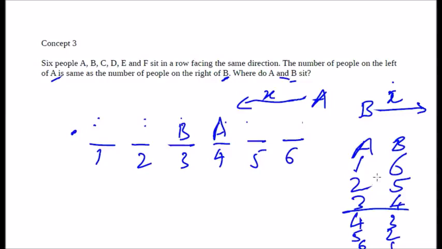Okay, just because it says A has some people on the left and B has some people on the right doesn't mean that A is on the left of B. Okay, you also need to look at the other scenarios as well.